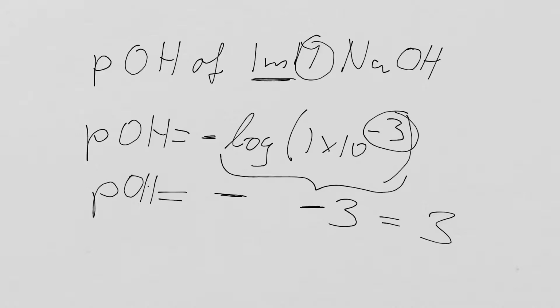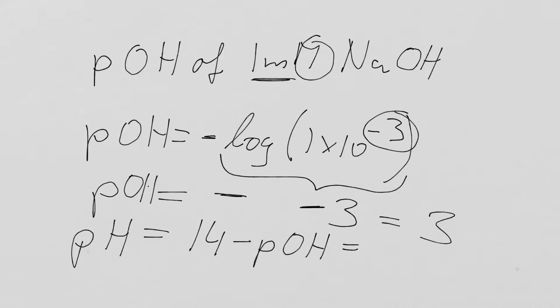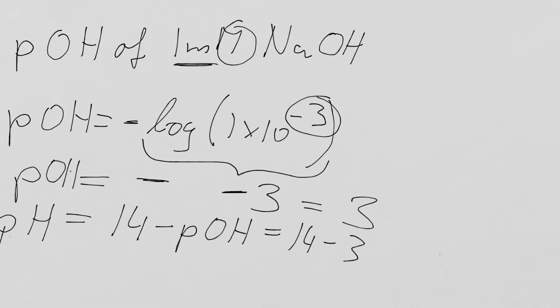What's the pH of that solution? pH, you are absolutely right, equals 14 minus pOH equals 14 minus 11. Oh, sorry, I was too fast. 14 minus 3, and that is 11. Easy peasy.